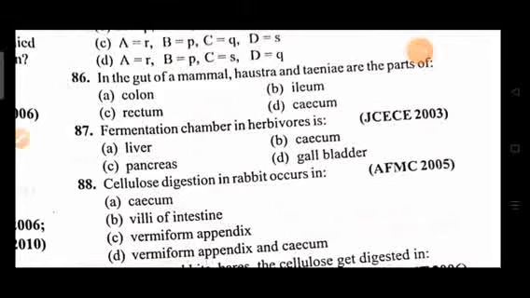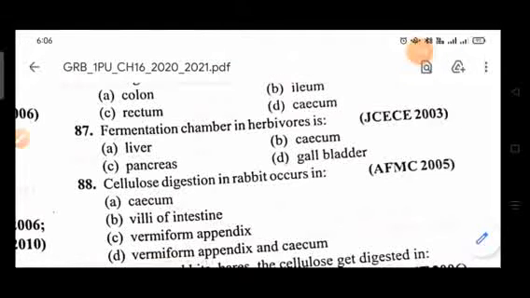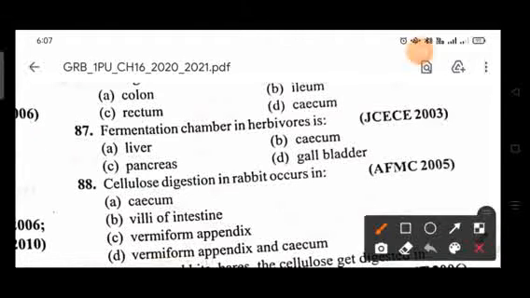In the gut of a mammal, haustra and teniae are parts of the colon. The options are colon, ileum, rectum, and cecum. So teniae are present in the colon region. We have the transverse colon, ascending colon, and descending colon. In that colon, teniae are finger-like projections, and haustra are the curves present in the colon.